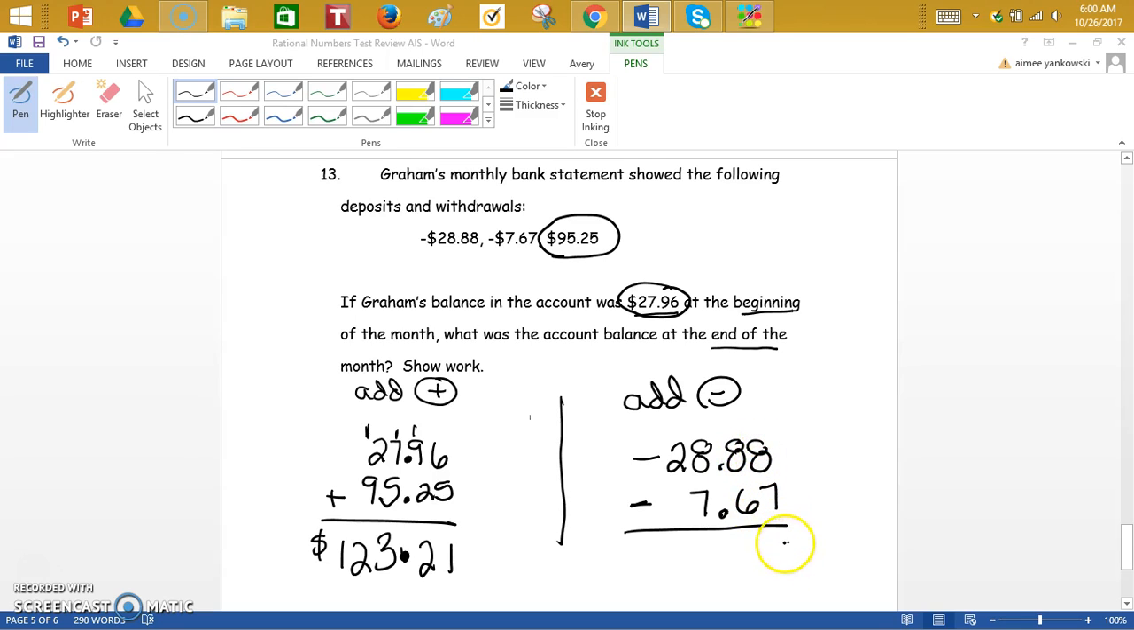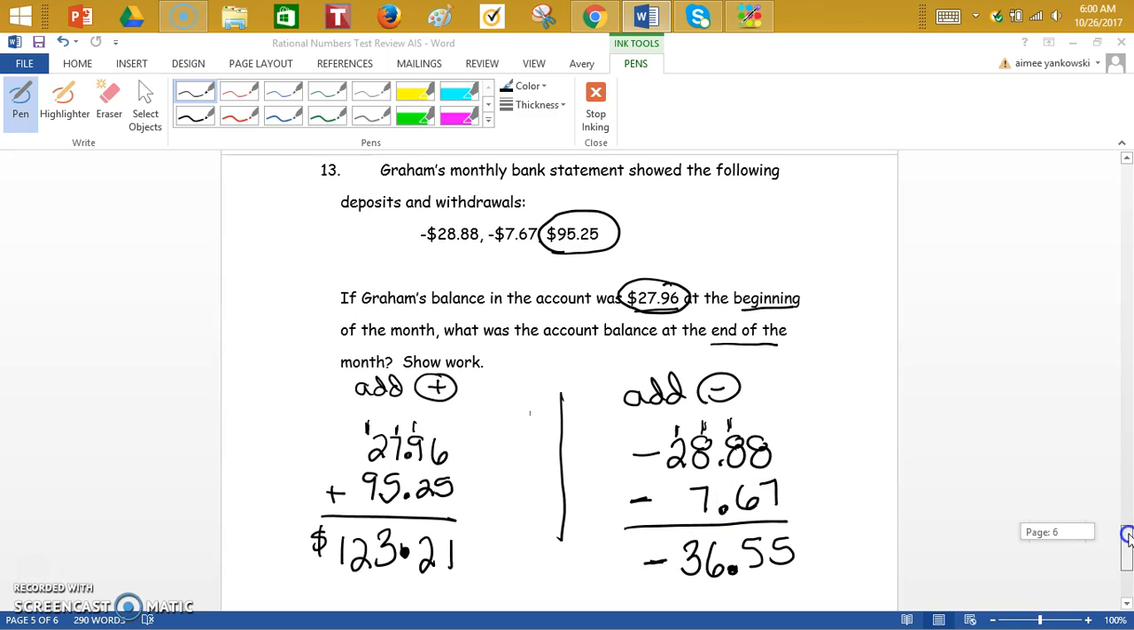All right, 8 and 7 is 15. 8 and 6 is 14, and 1 more is 15. Don't want to lose my decimal point there. 8 and 1 is 9, and 7 is 16. 2 and 1 is 3. And all I had running around here was negative, so that's definitely a negative.